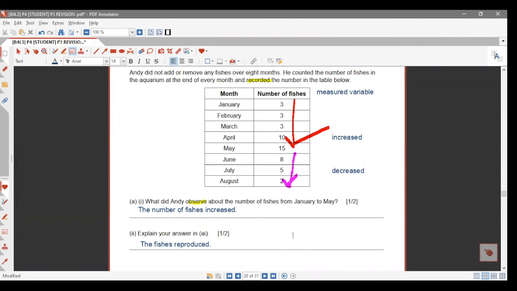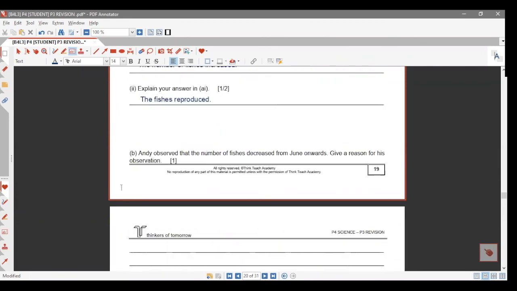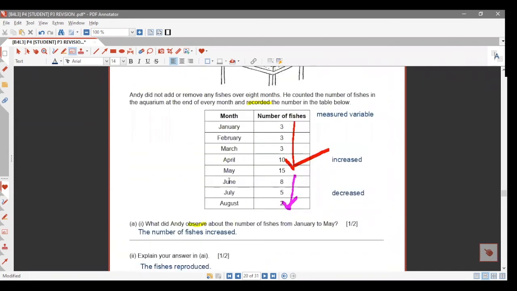Now let's move on to the next page. So Andy also observed that the number of fishes decreased from June onwards. Give a reason for the observation. Remember, from the beginning of the question, he did not add or remove any fishes over 8 months. That means there is no change in the number.